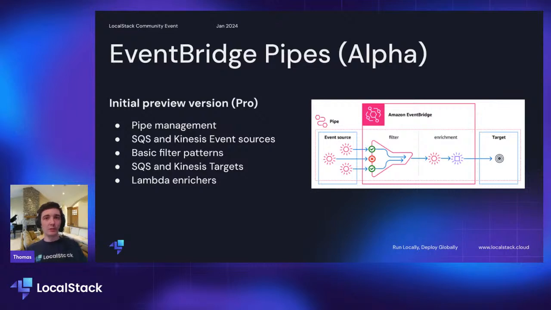Another big feature we added is EventBridge Pipes. This is a completely new feature currently in alpha version. It's an initial preview version of the basic set of features. You can do pipe management, so basic CRUD operations for pipes work. We have emulation for SQS and Kinesis event sources. So if you're using SQS or Kinesis inside LocalStack, then you'll be able to trigger EventBridge Pipes using those event sources. We have some basic filter patterns implemented, and you can use Lambdas for enriching events before moving them into targets. And currently, we also have SQS and Kinesis targets implemented.